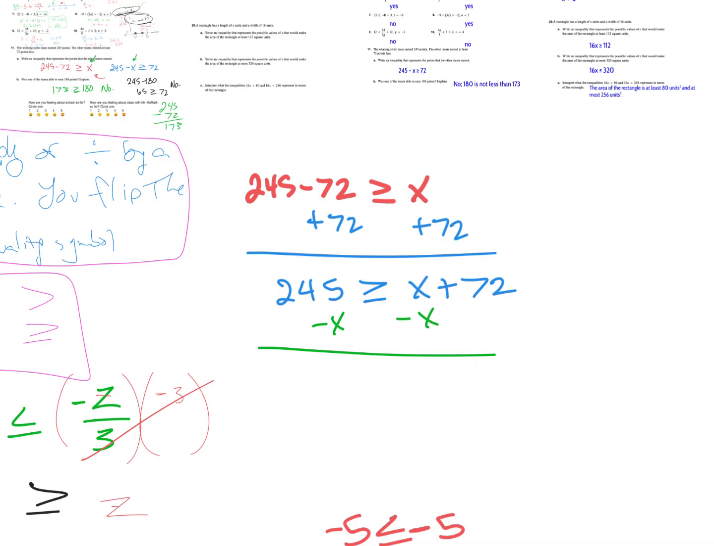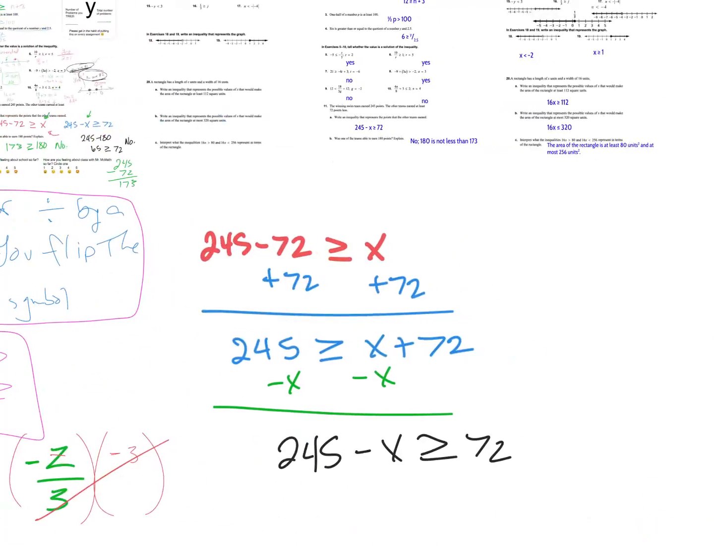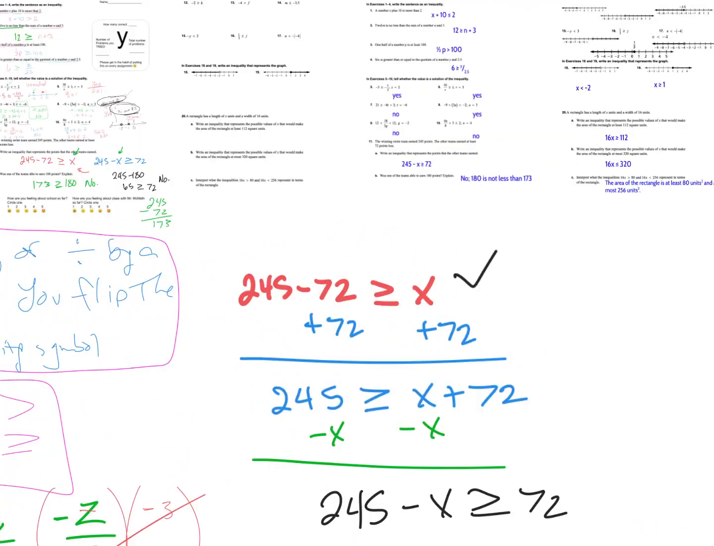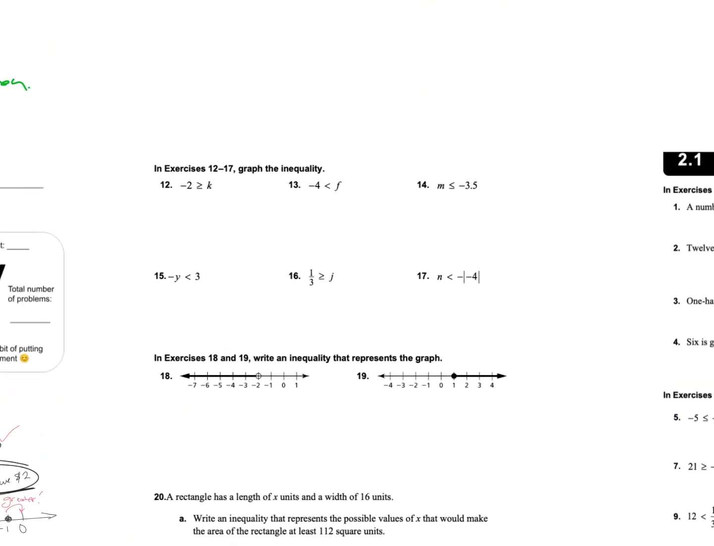And it looks like this. Come on, I'm trying to switch colors here. It would be 245 minus x. So check it out, that is what it says right there. I prefer this one, but whatever. Let's move on, shall we?